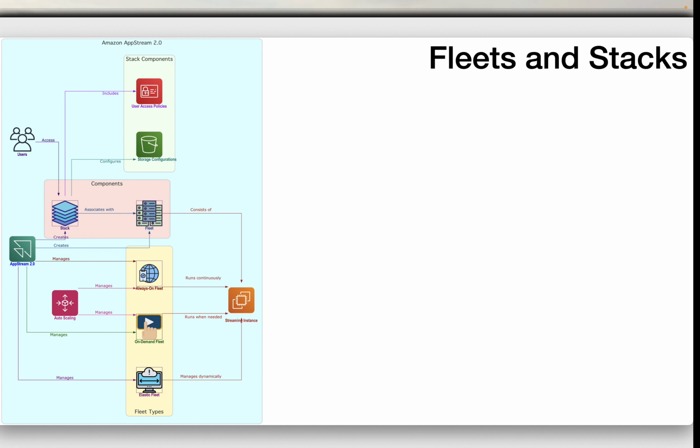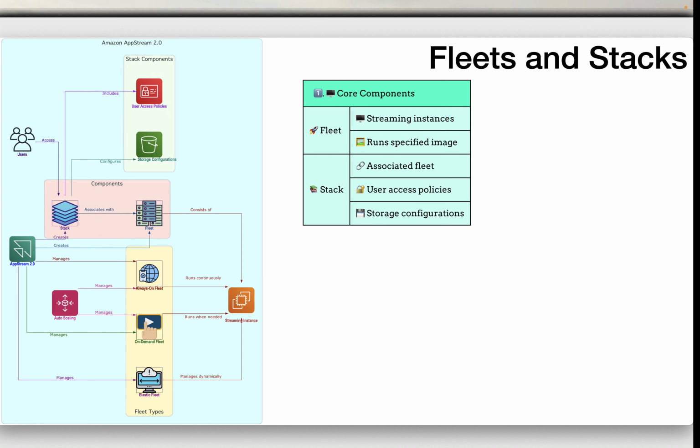Now I will be covering fleets and stacks. So they are the core components. A fleet consists of streaming instances running the specified image. It is the core component of application streaming. Stack, which combines an associated fleet with user access policies and storage configuration. It is the complete package for managing user access and experience.